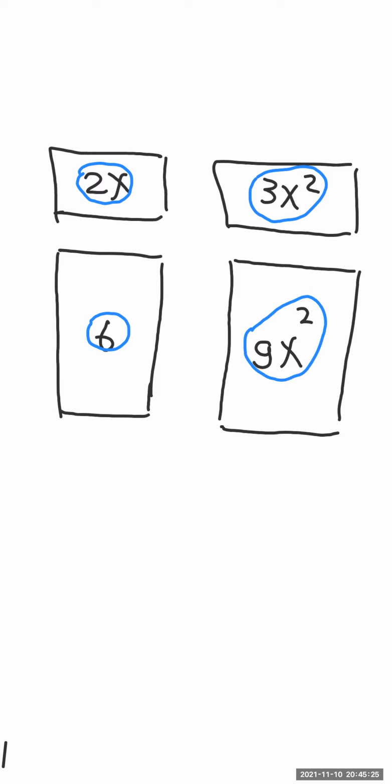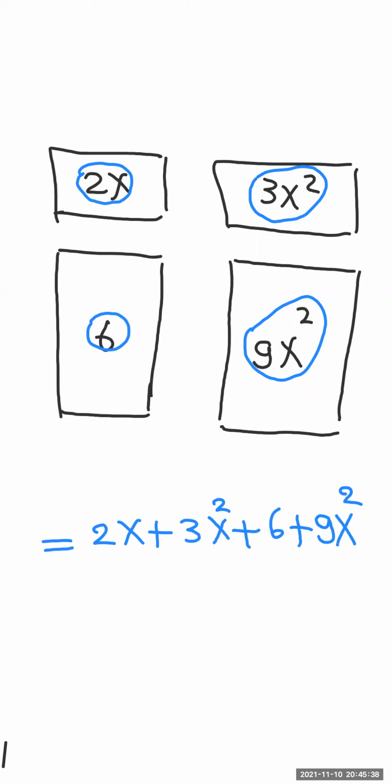So the sum of the areas will equal, this means we will just add the areas. So it will equal 2x plus 3x squared plus 6 plus 9x squared. Correct? Now the last step is to add the like terms. So 2x, do we have x here in this expression? No, so write it down, 2x only, plus. The next term, it's a 3x squared, and there's also 9x squared.